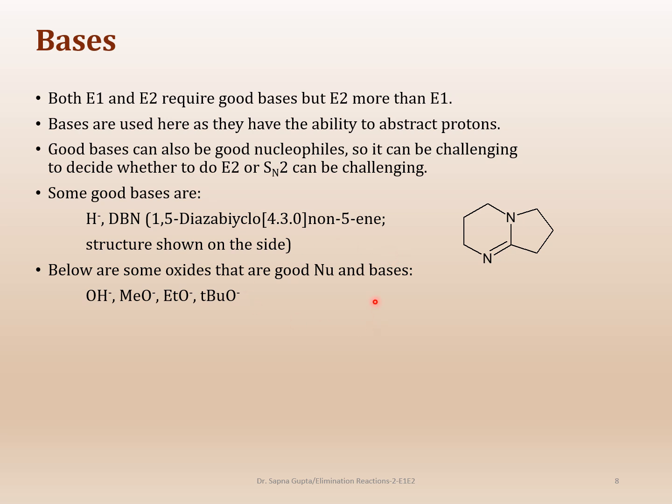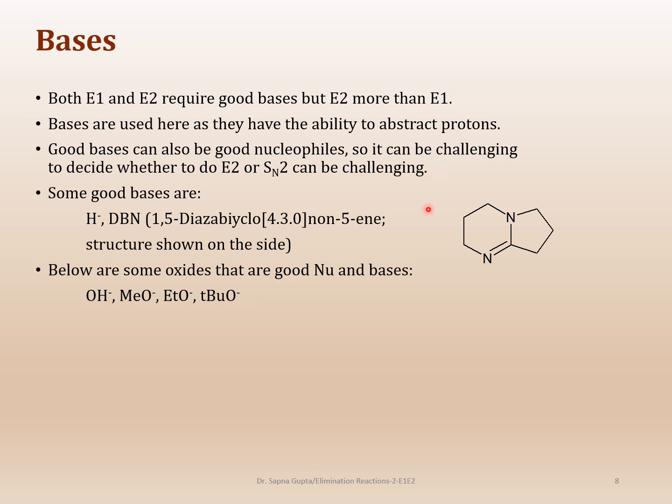So the most important thing for an elimination reaction is the base, okay? And we talked about substitution reactions. In substitution, you have nucleophiles. When we talk about elimination reactions, we have bases. Why do we have bases? Because bases have the ability to abstract a proton, and that's what we want to do. We want to abstract a proton. We don't want to have a substitution reaction, okay? So we want to do elimination here, and so we need to have a good base.